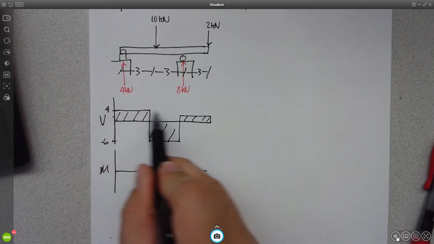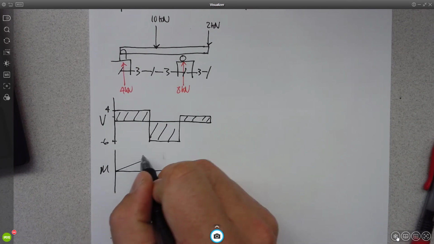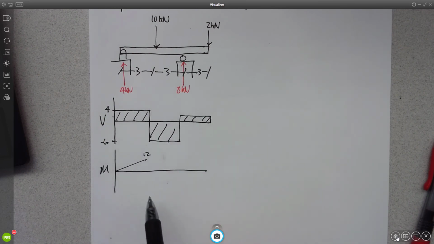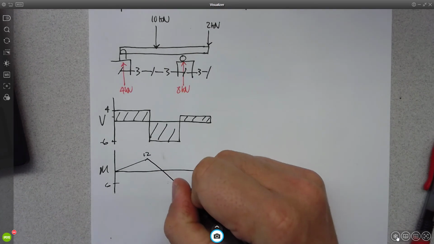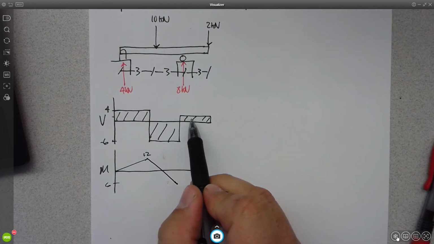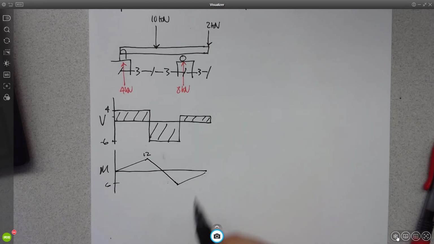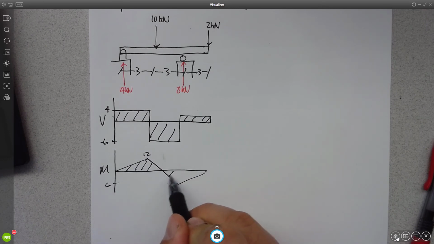So moment then, positive change, 4 times 3, we go up to 12. Negative change, negative 6 times 3 is negative 18. So we're going to come down to 6. Positive change, 3 times 2, or 6. Right? Looks something like that.